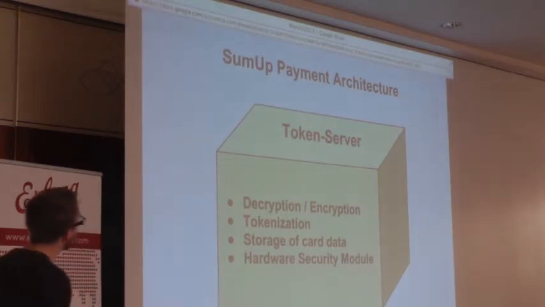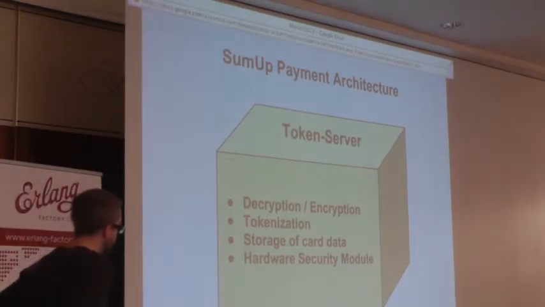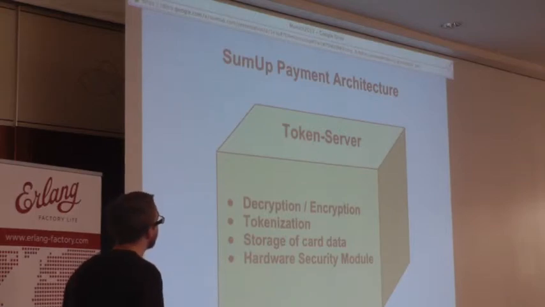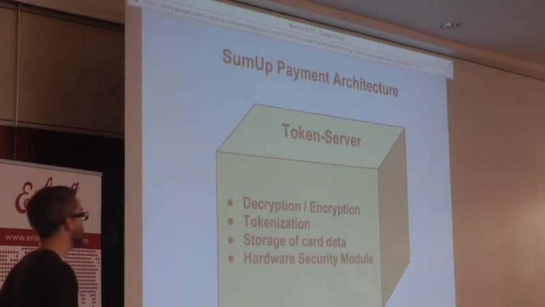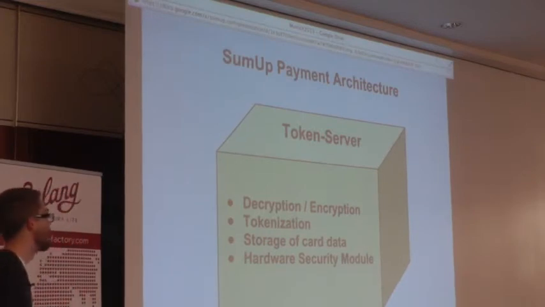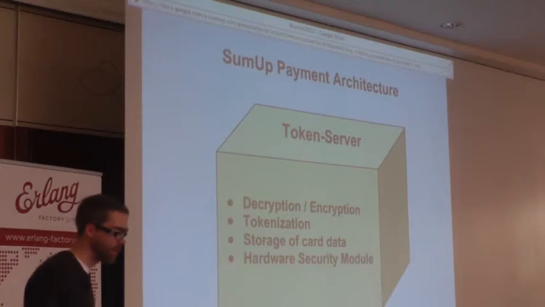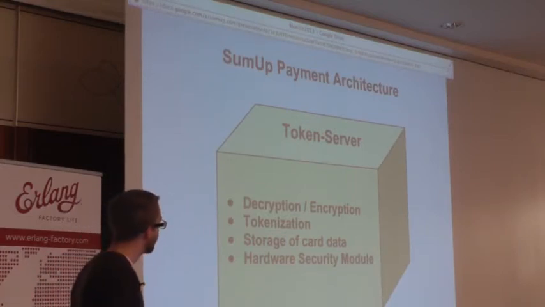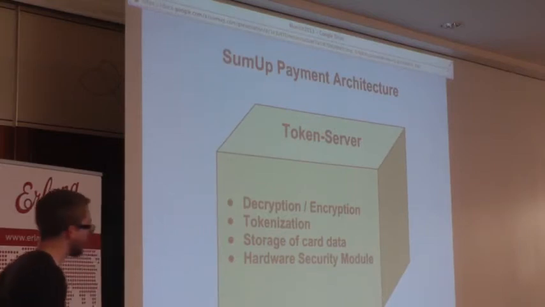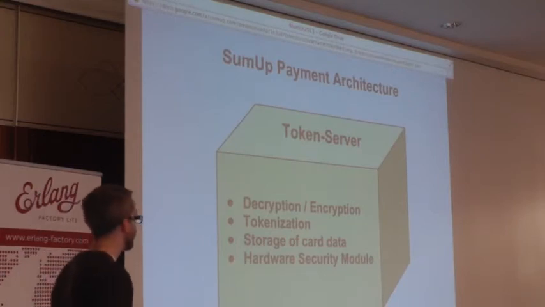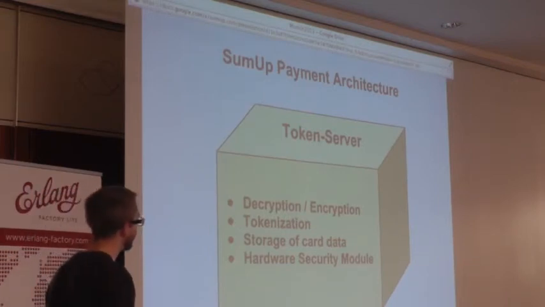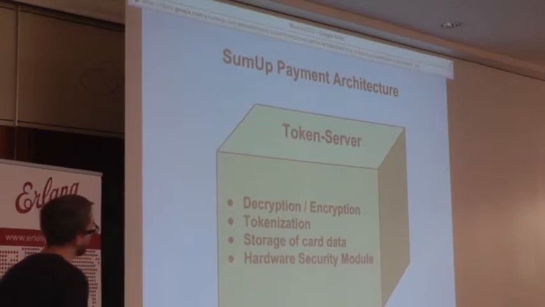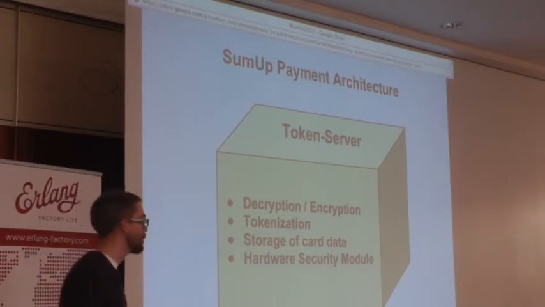So the first Erlang component is the token server, and when it receives the encrypted card data, it will perform decryption and also encryption for storing some card data for long term, and it will also put it into memory for the limited amount of the payment transaction. We will do the tokenization of the primary account number, which is the 16 digits on your card.